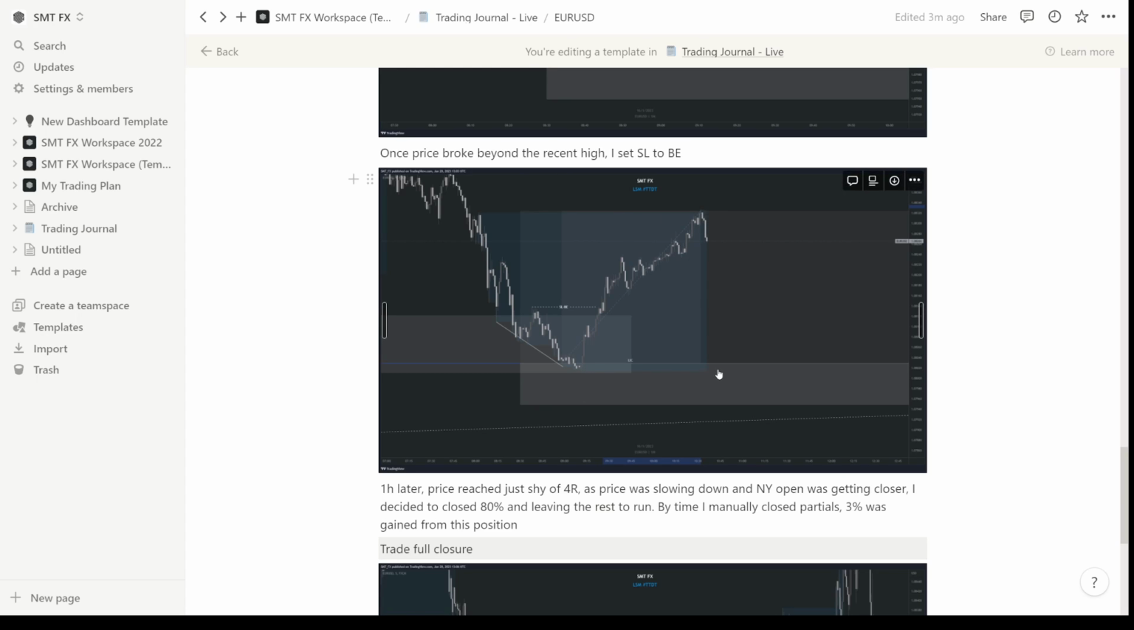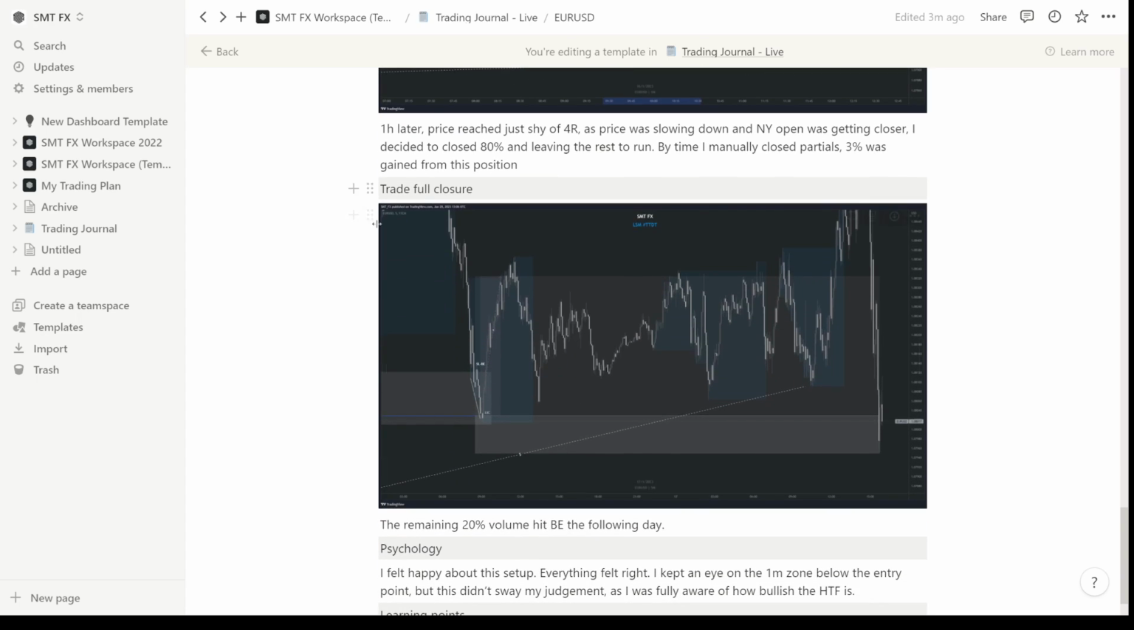So it was around this point here is where I've closed the partials. And as you can see, I've also put in there how long later it took to get to that point. So it was roughly an hour later after the trade was opened. Price had reached just shy of 4 hour, and the markets were slowing down at this point, and that's what influenced me to take partials and just leave the rest to run. And as you can see, then I've got the full trade closure.